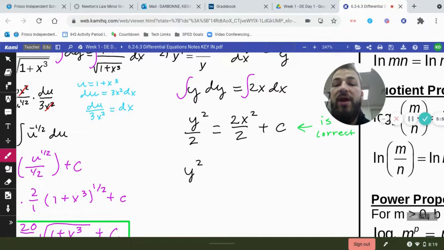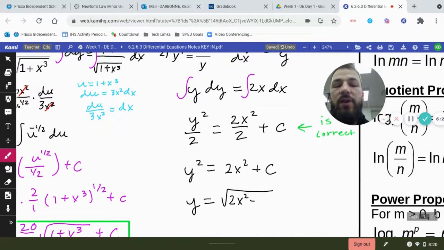So this becomes y squared is equal to 2x squared plus c. Notice how I didn't multiply the c by 2. So we kind of treat c as this extra ambiguous little thing that we don't really multiply or divide by any of our constants that are being moved. Okay, then last and not least, I'm going to take a square root to both sides. So y is equal to the square root of 2x squared plus c.